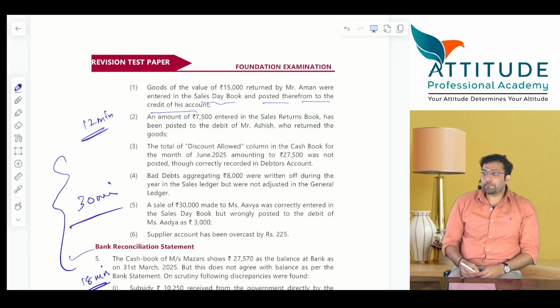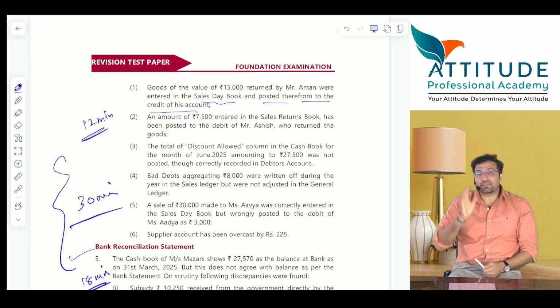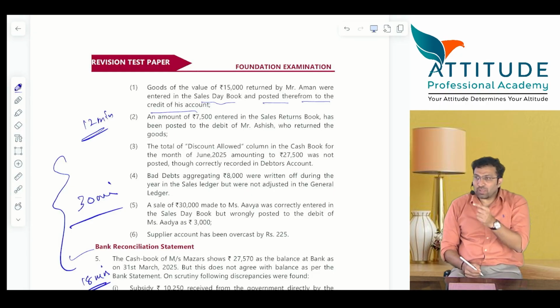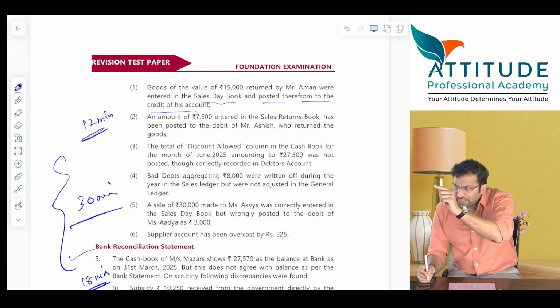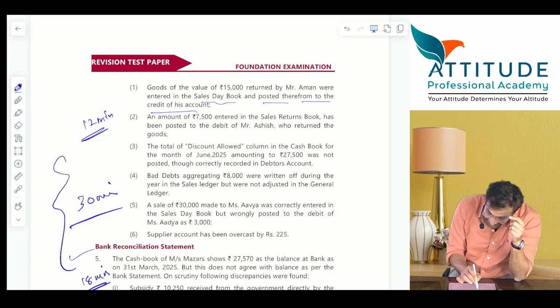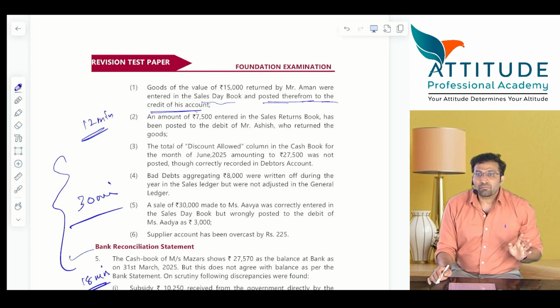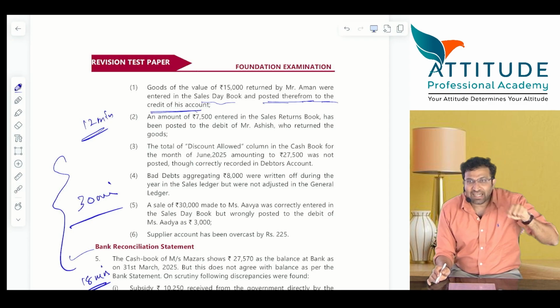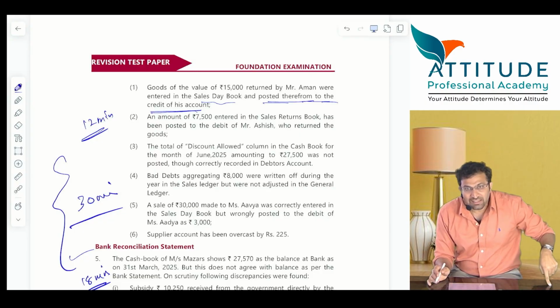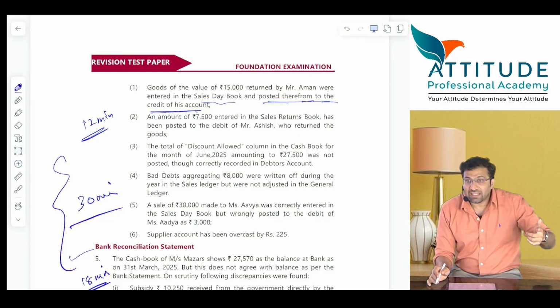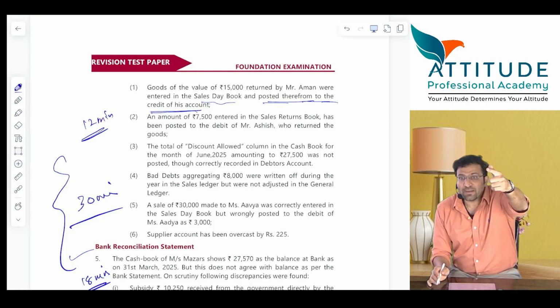First of all, tell me, what is a journal entry for sales return? Sales return account debit to Aman. So Aman should be credited, and it has been. From there it is posted to the credit of his account. So there is no problem in Aman's account. Then which account has the problem? It went to sales, to the sales book, meaning sales account is credited. But what account should have been debited? Sales return should have been debited.